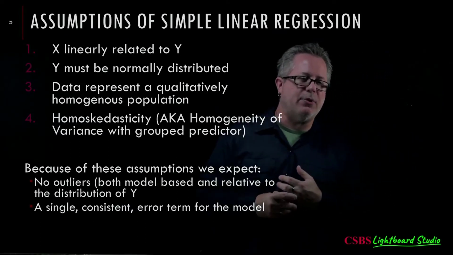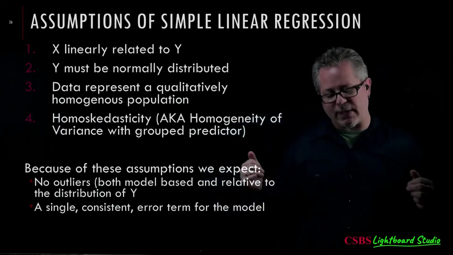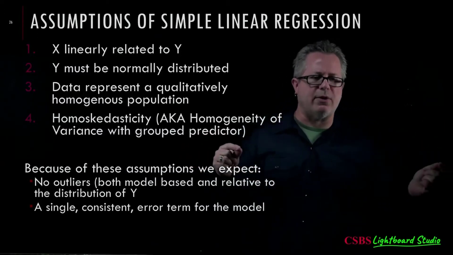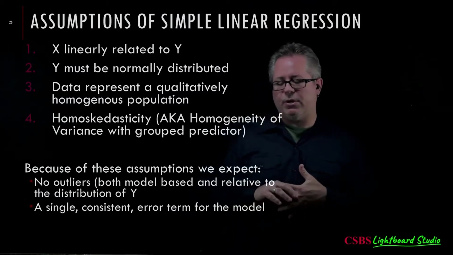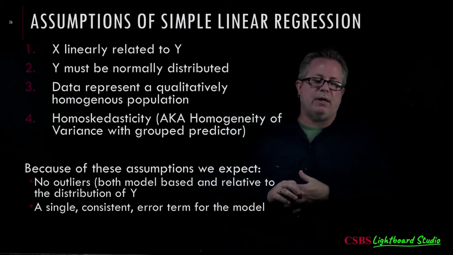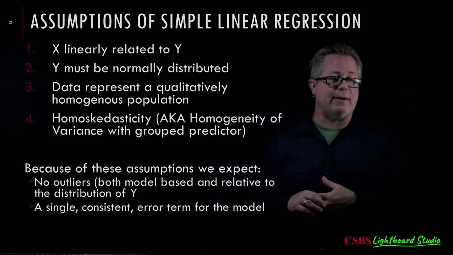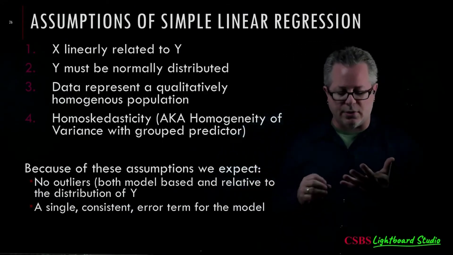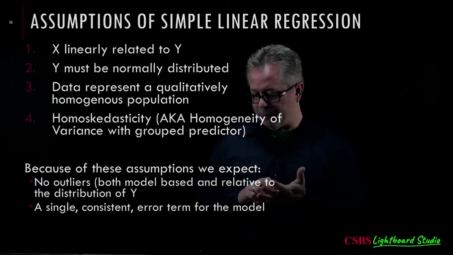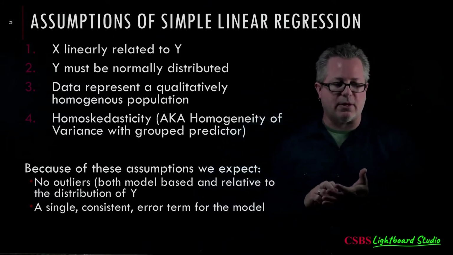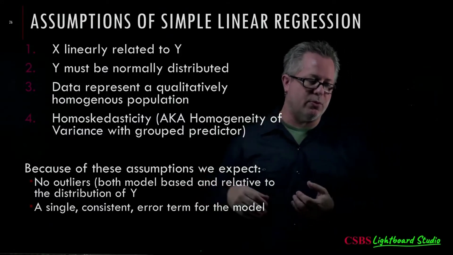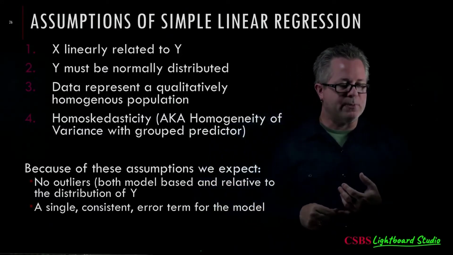And that can happen in 2 ways. It could be distribution based, that someone is an outlier in terms of the distribution. But it could also be that they are affecting the model in some way that is unusual or abnormally large relative to other participants. That could also make them an outlier. That's why it says both model-based and relative to the distribution of Y. So both of those are considered. I'll talk about that more in a second.